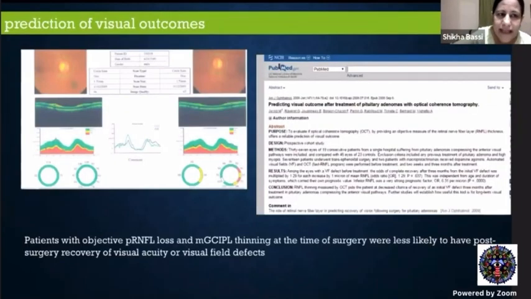It can also help in prediction of the visual outcomes. Patients with objective peripapillary retinal nerve fiber layer loss and MGC-IPL thinning at the time of surgery were less likely to have post-surgery recovery of visual acuity or visual field defects.